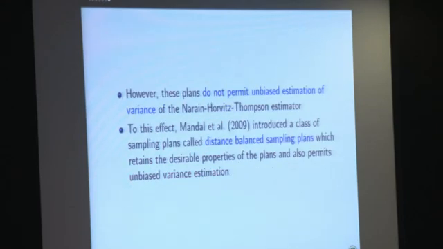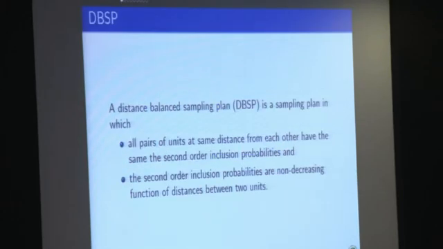So because of that, in this study which we undertook in the PhD program, we introduced a class of sampling plans called distance balanced sampling plans, and they retain the desirable property of these BSA plans, but also permit unbiased variance estimation. That was the main advantage of this plan.